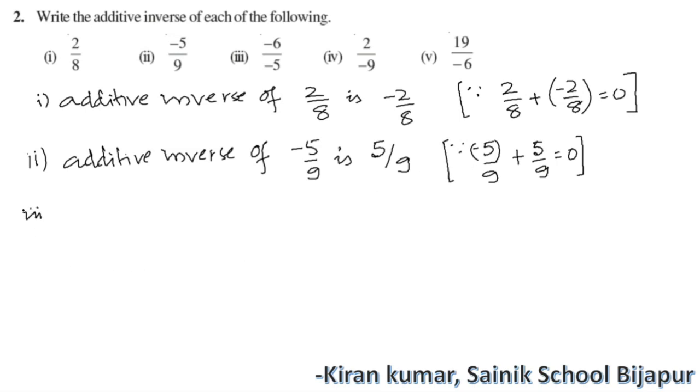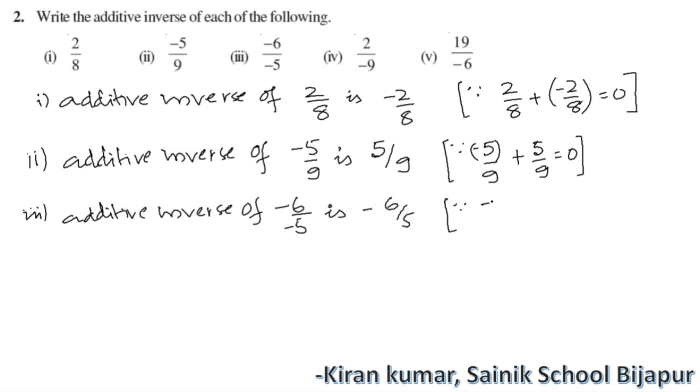Third one, the additive inverse of negative 6 upon negative 5 is negative 6 by 5. The reason is this negative 6 upon negative 5 is same as 6 by 5. When we are going to add with negative 6 by 5, the sum becomes equal to 0.